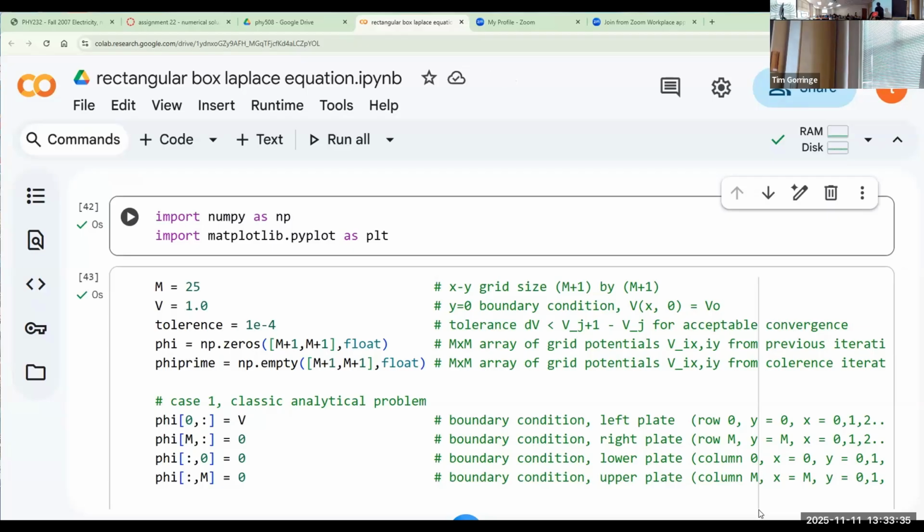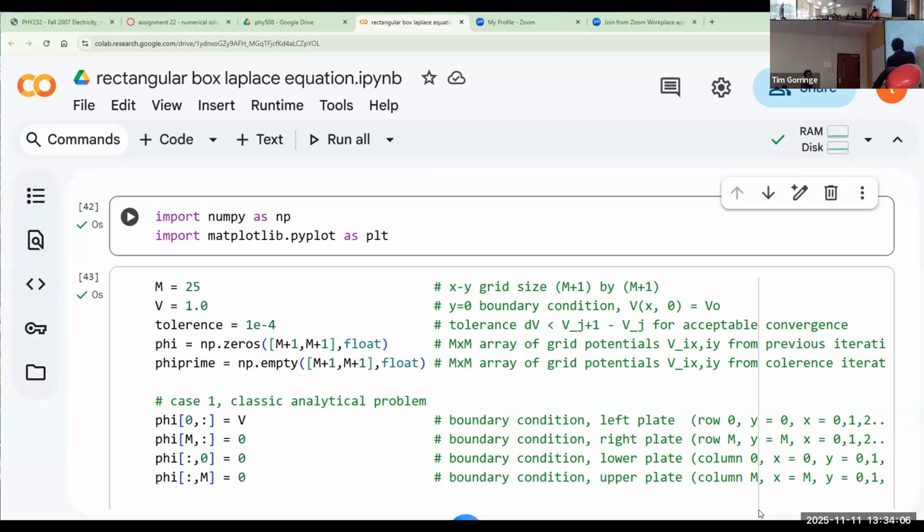Okay. Well, we need arrays, and this cell starts by defining some important parameters that we're going to use for solving the problem. We need a mesh. We need to take that continuous space and discretize it. So we're going to make a mesh that is equal sized in X and Y, equal spacing in X and Y.